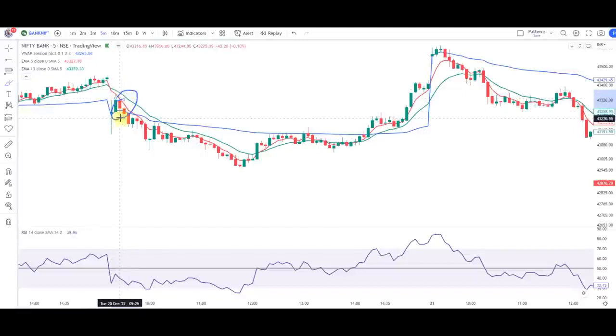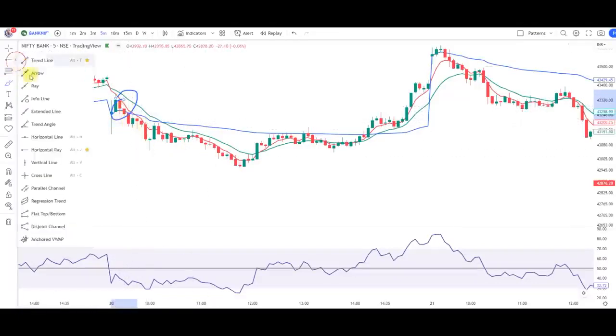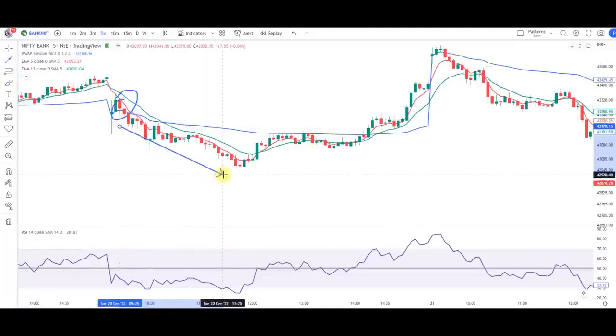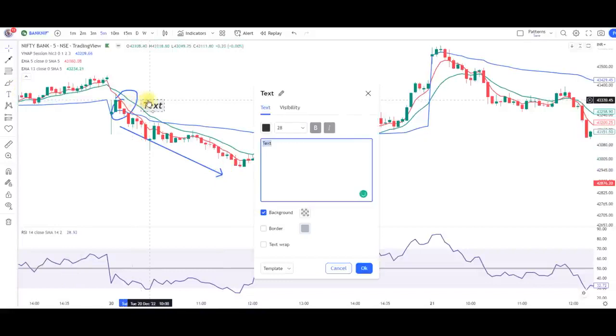Above this red candle we can enter into the short trade. We can enter into the short trade below this, and stop loss above this red candle. So we got a nice down move, you can see here. This is the trade number 1.